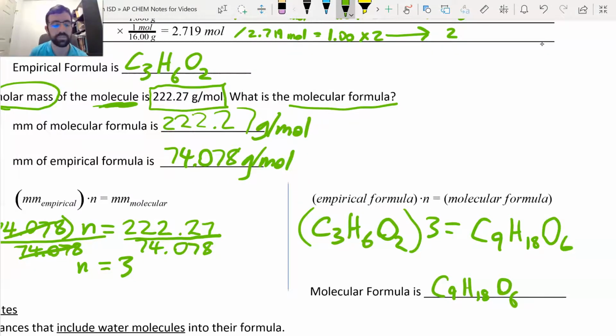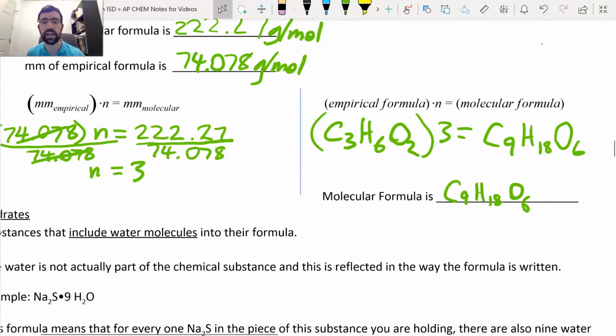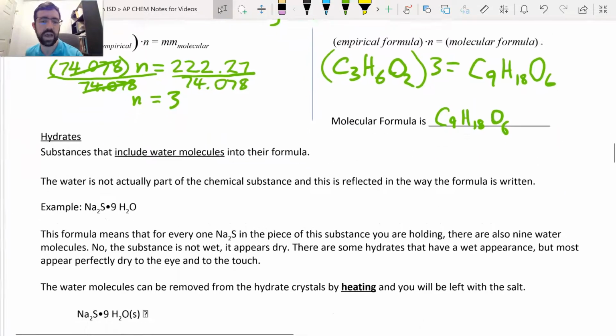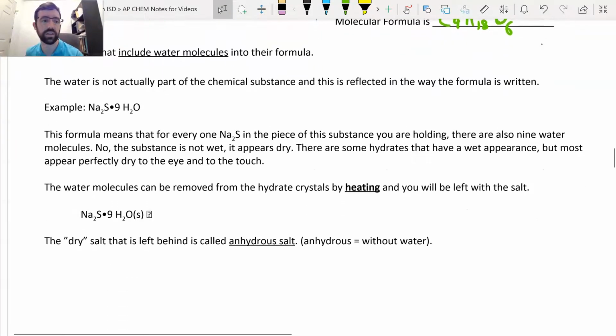All right, that's the gist of what you do with empirical formula. Something really similar is a hydrate. A hydrate is a little different. It's a substance that includes water in the formula. Water is not actually part of the chemical substance, but it's important to be able to identify how many molecules of water we have for each molecule of that substance.